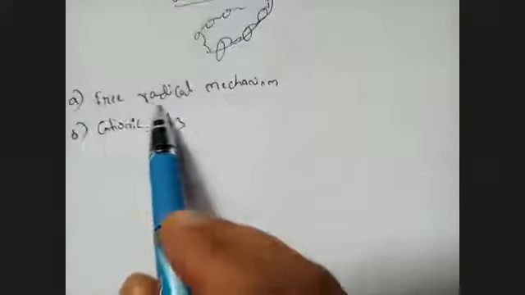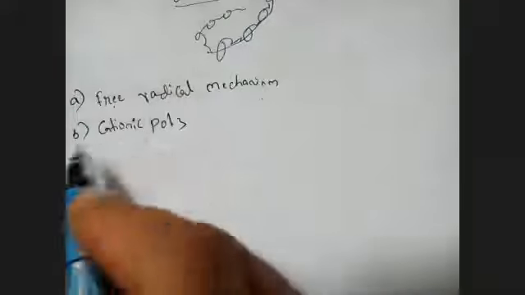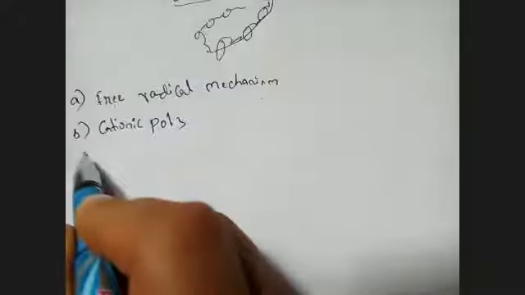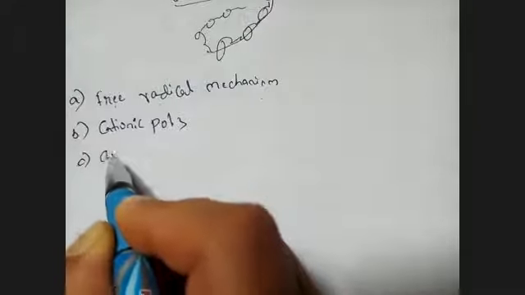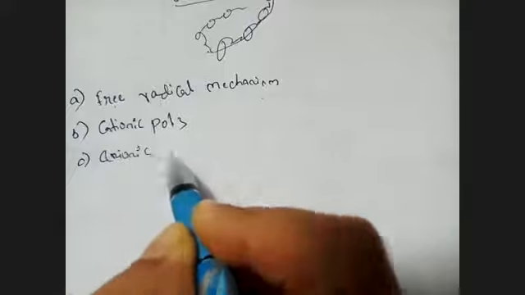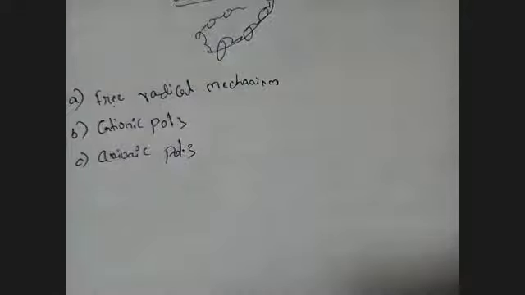One is free radical mechanism, second one is cationic polymerization, third one is anionic polymerization. Okay, anionic polymerization. In each of it, we have subclasses.